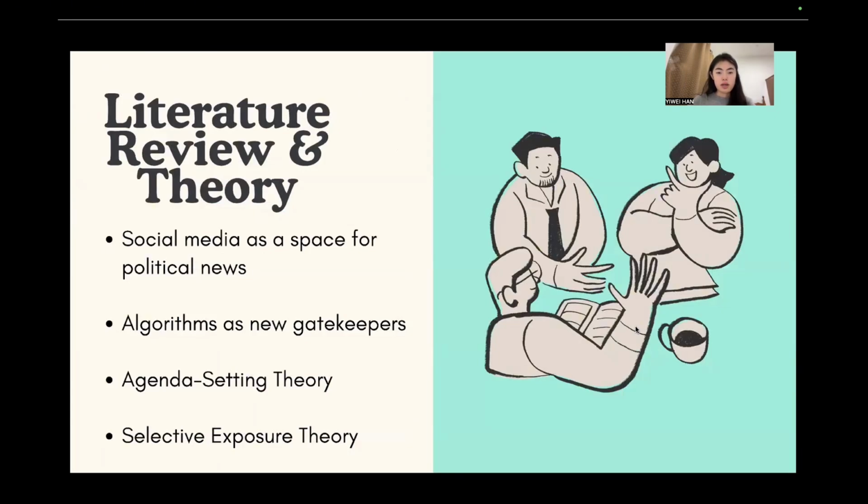Previous studies show that social media has become an important space for political communication. Researchers also argue that algorithms now act as gatekeepers by deciding which political issues are shown more often. This study is mainly guided by agenda setting theory and selective exposure theory, which help explain how algorithms influence what users see and repeatedly expose them to similar viewpoints.